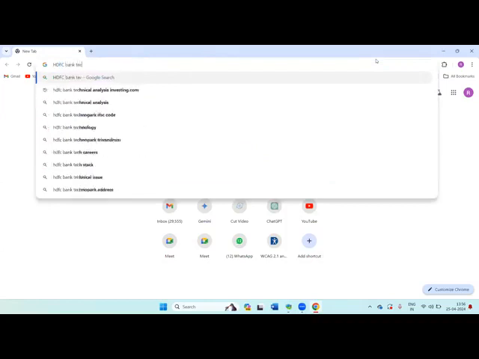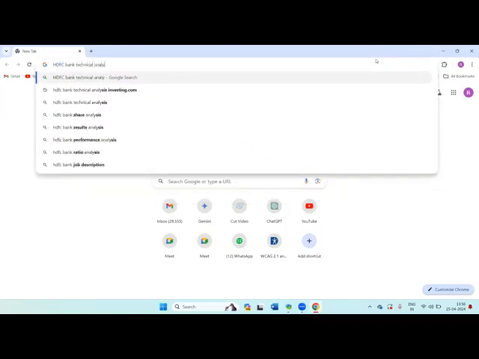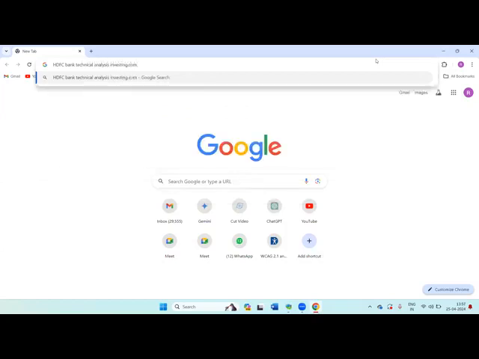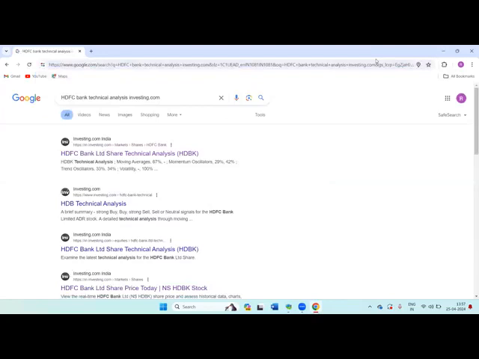HDFC Bank Technical Analysis Investing.com. You must mention that word. I'm pressing enter here. In the results, you can pick the first one only. HDFC Bank Limited Share Technical Analysis, HDBK, heading level 3, visited link. This is the one. You need to press enter on it.